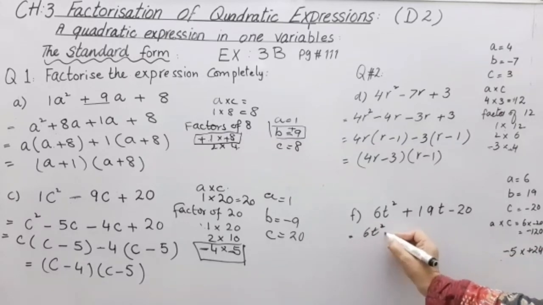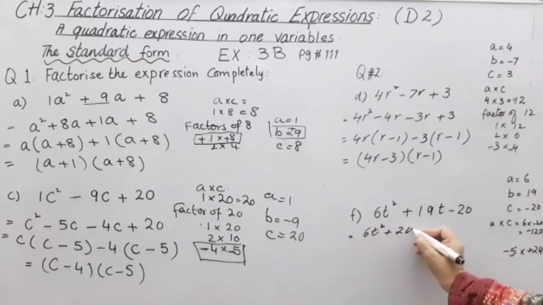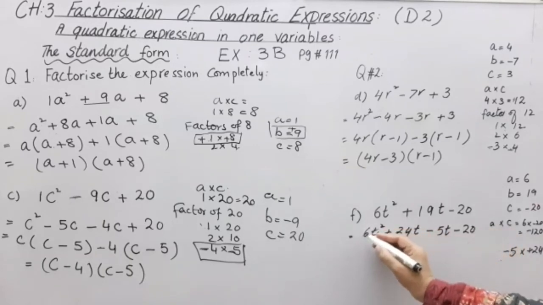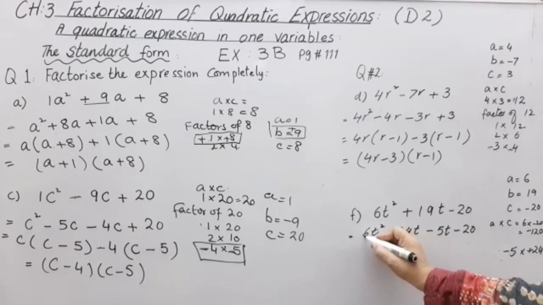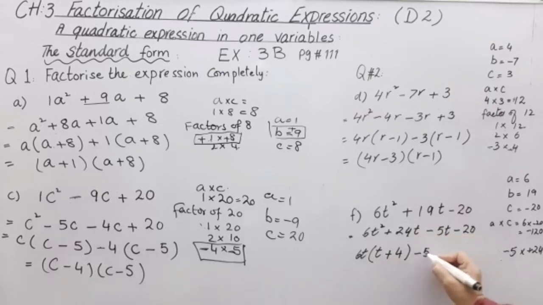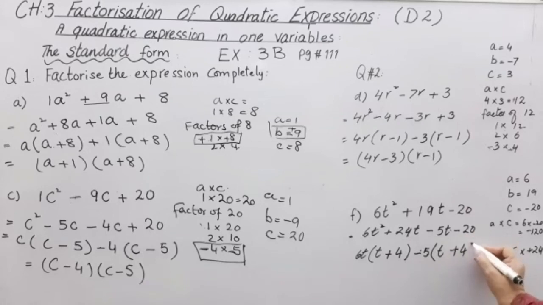Now we put our factors here: 6t squared plus 24t minus 5t minus 20. Now taking common 6 from here, because 24 is in the table of 6, 6t we take common from here: t plus 4, since 6 fours are 24; minus 5 taking common: t plus 4, since minus 5 fours are minus 20.